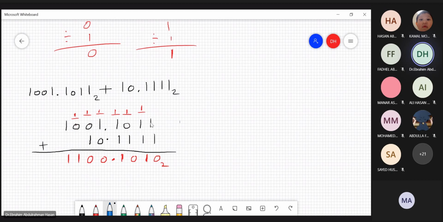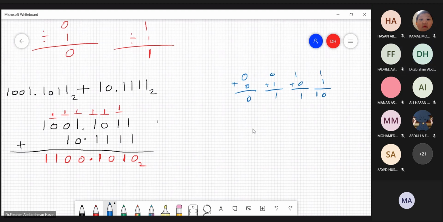بديت أجمع من هنا. It's 1 plus 1, قلنا it is 0 carry 1. القاعدة هذه اللي رحناها: 0 plus 0 is 0, 0 plus 1 is 1, 1 plus 0 is 1, 1 plus 1 is 0 carry 1. Okay. أيضا بعد ننسى this: 1 plus 1 plus 1, it is 1 carry 1.